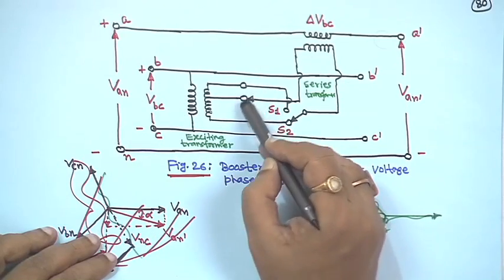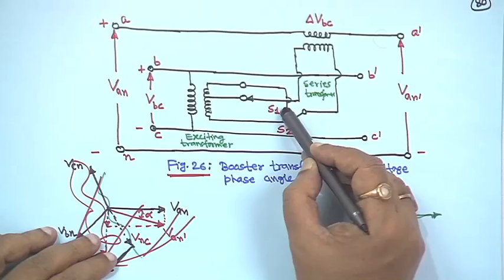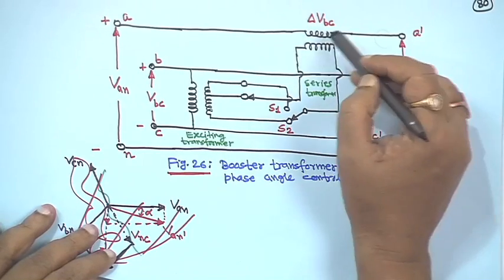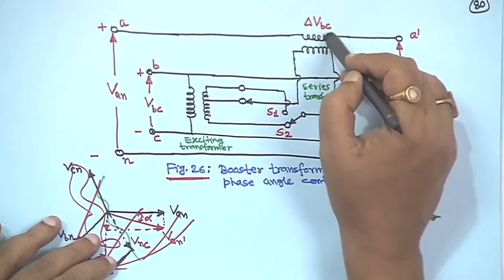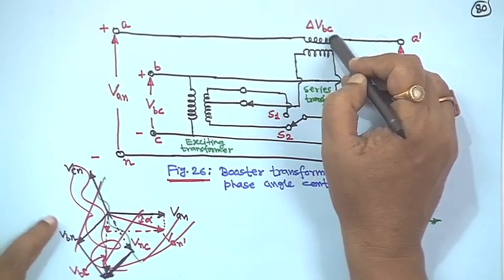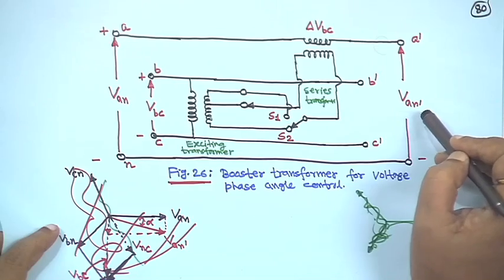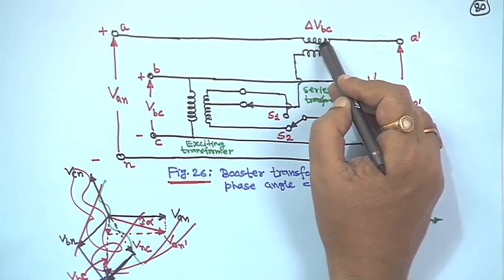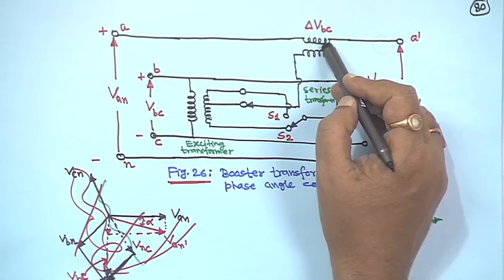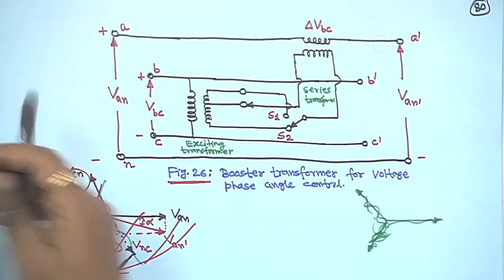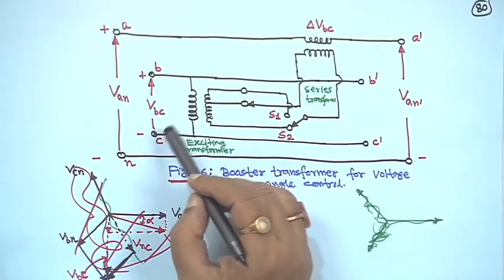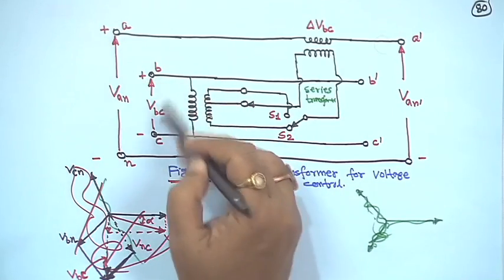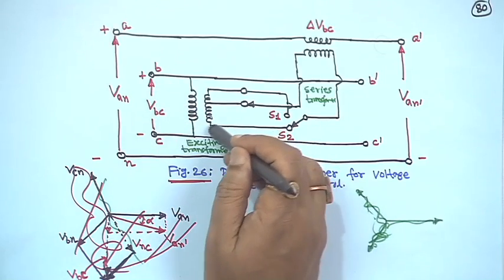Here also tap settings are there, and switches S1 S2 are there, and the series transformer is there. So in phase A, the delta VBC voltage will be added. In that case the equation will be Van dash is equal to Van plus delta VBC. Let me see once again: this is phase A, we are considering phase A line to neutral voltage, we take the other two phases VBC, and one exciting transformer is there.